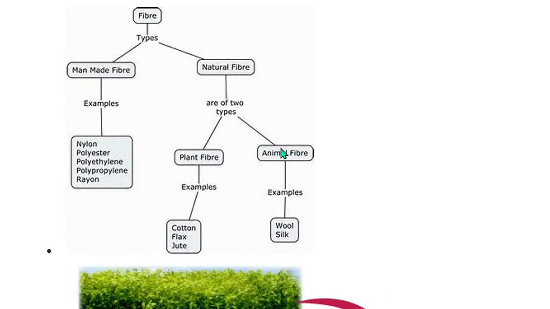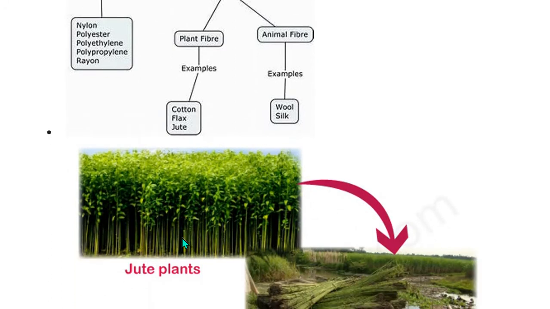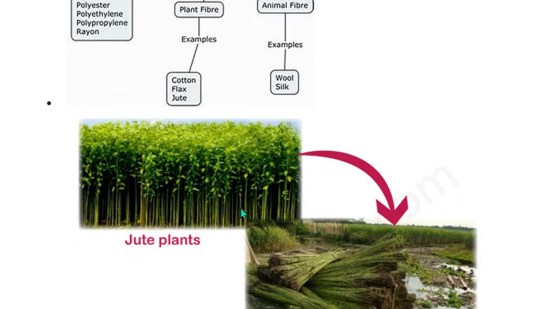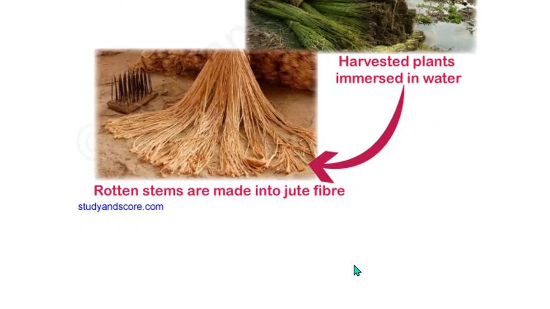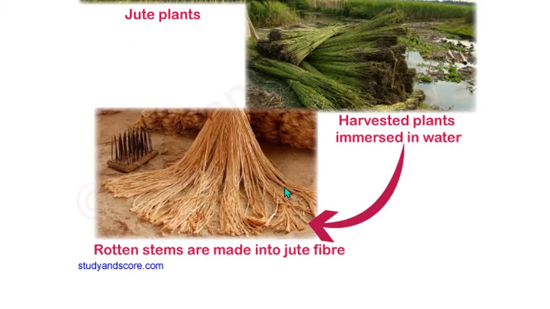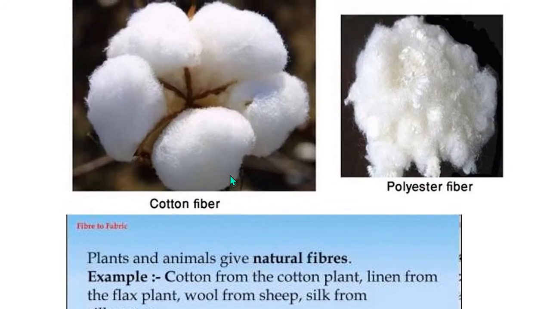And this is the classification of fiber. It is classified into man-made fiber and natural fiber. Examples of man-made fibers are nylon, polyester, polyethylene, polypropylene and rayon. Natural fibers are again classified into two: plant fiber and animal fiber. Plant fiber examples are cotton, flax, and jute. Animal fiber examples are wool and silk. This is a jute plant, and it is immersed in water, and after that the rotten stems are made into jute fiber. This is jute fiber, used for jute bags.